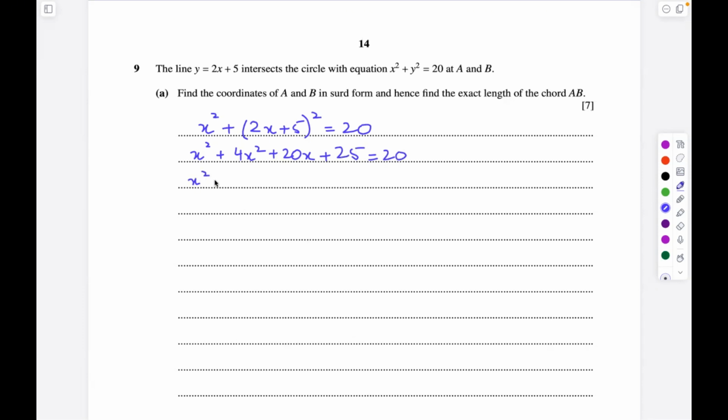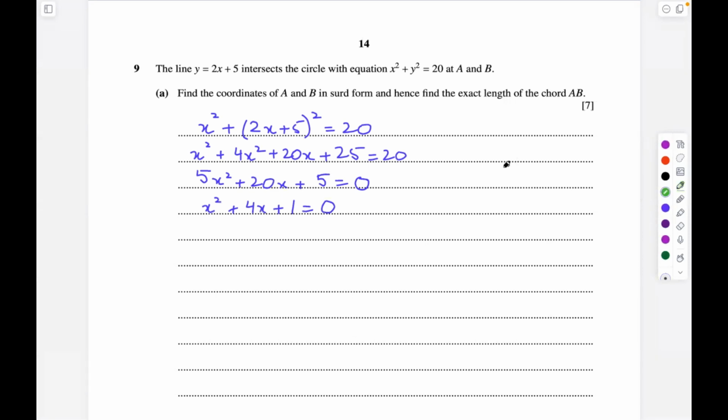Simplifying, x² + 4x² becomes 5x² + 20x, and 20 will come on this side, so 25 minus 20 becomes plus 5 equals 0. Simplifying this, we get x² + 4x + 1 = 0. Now to find the values of x, we can use the quadratic formula.